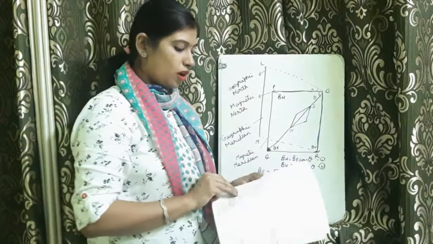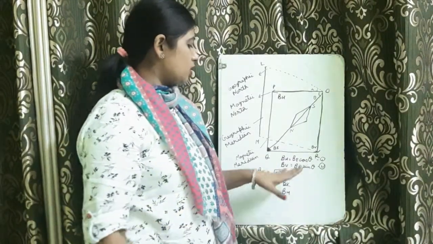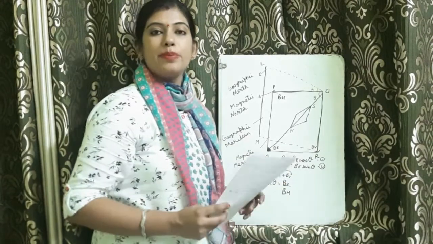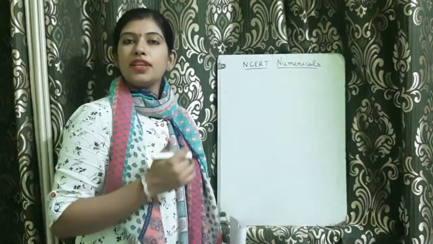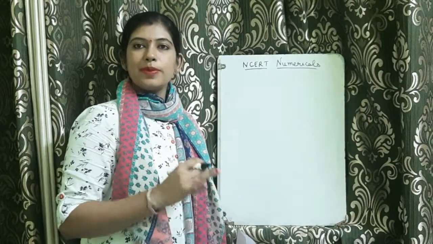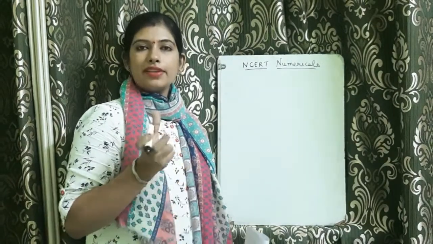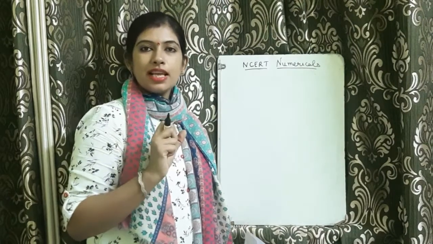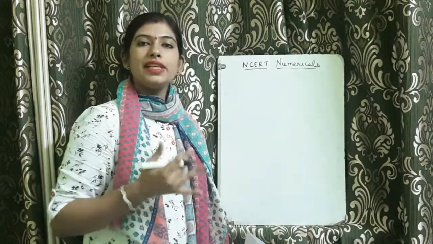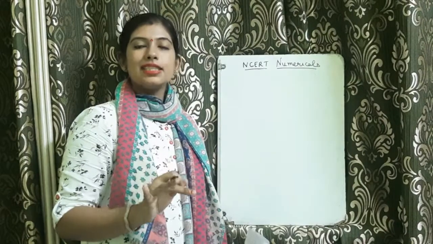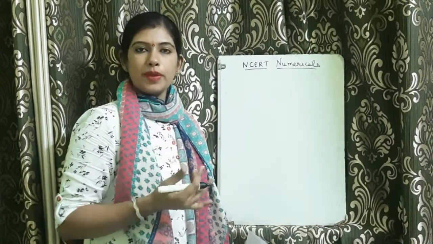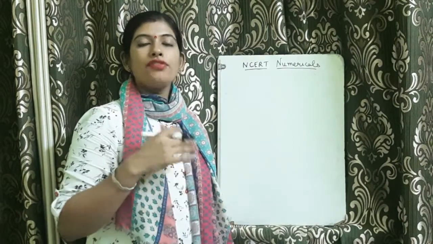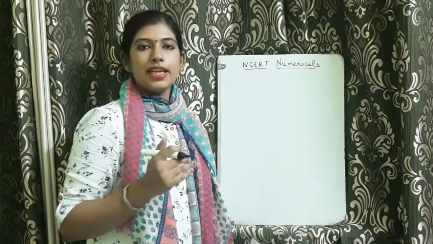Now this is the whole derivation for the horizontal component, that is BH, and the vertical component, that is BV. Students, some of the topics of this chapter have been deleted. So I will send the screenshot of the deleted syllabus. We will not discuss the questions from those topics. We will only discuss the NCERT numericals of the topics which are included in the board.